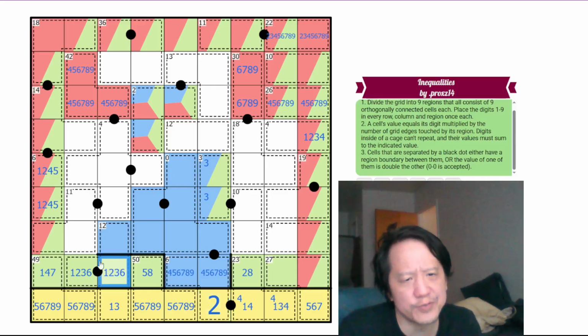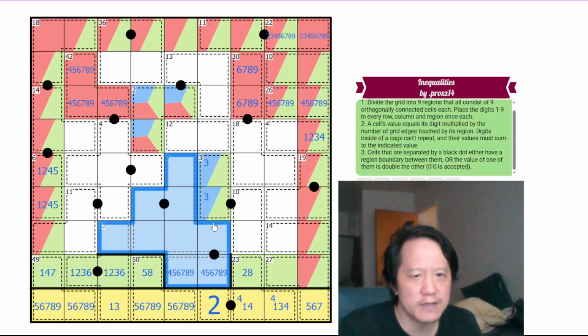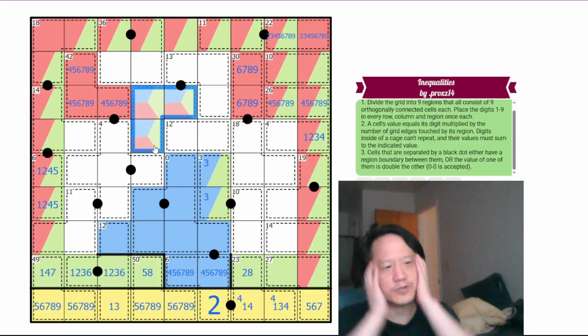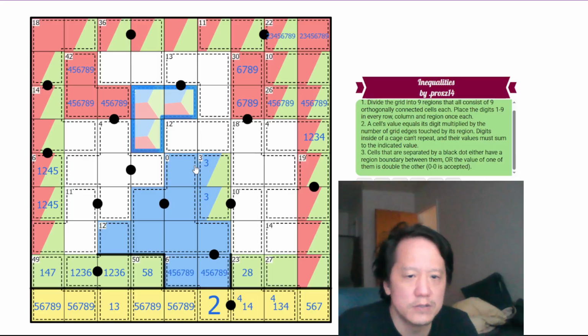So should we go through what happens if this is 3, 6? I don't know. This is 1, 2, 3, 4, 5, 6, 7, 8, 9. And we know one of these is 0. So there's at least 2 regions that do not touch the edge of the grid. There could be more.